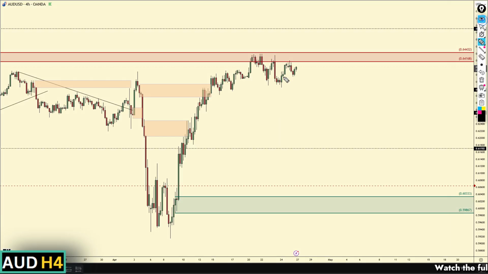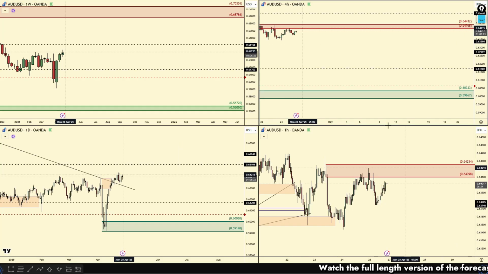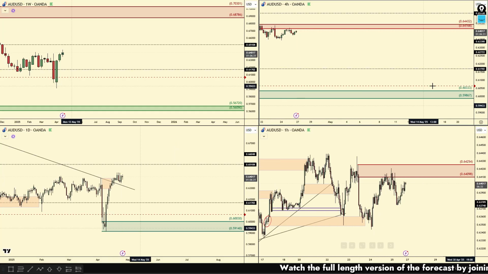We have a demand zone all the way down here, which ultimately is just inside of that daily demand zone that I pointed out earlier. We could be waiting for that to be hit. So looking kind of tricky right now on the Aussie.